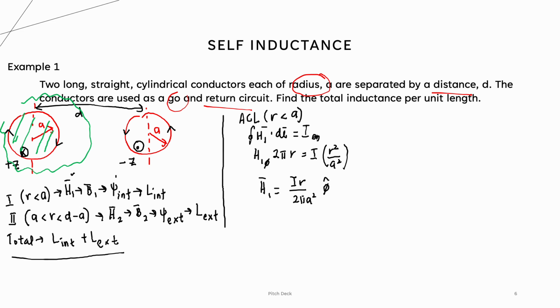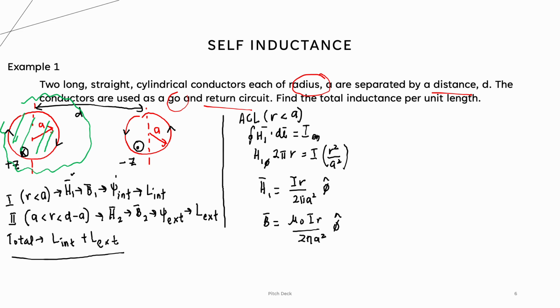So of course from here we are able to determine B and flux linkage, alright? If we find the B, the B is going to be mu naught IR over 2 pi A squared in the phi direction as well, alright?